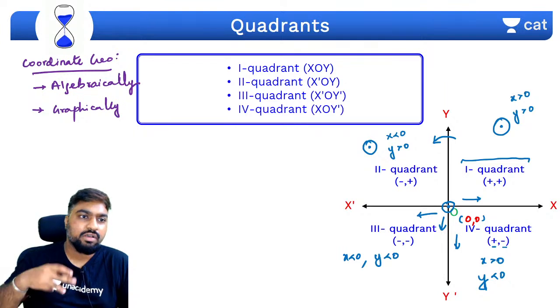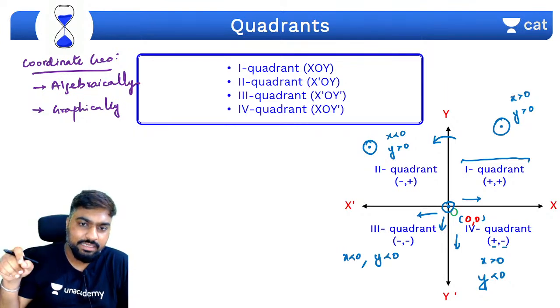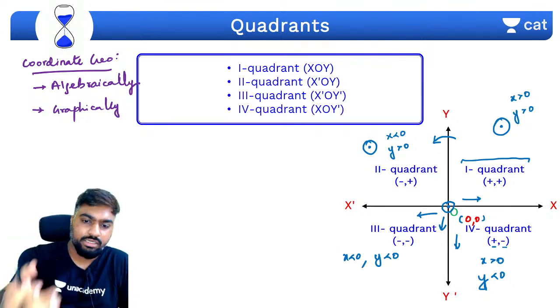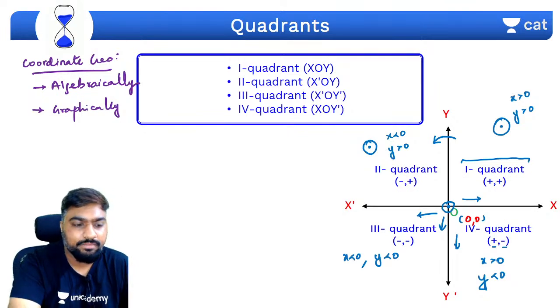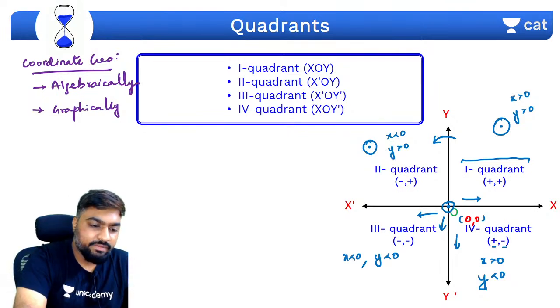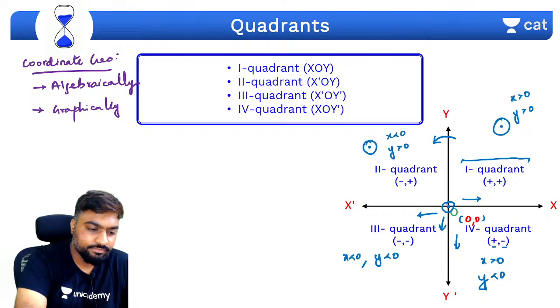तो graphically solve करने के लिए आपको points को place करना ज़रूरी है. You should know which quadrant is what. Done? Does everybody say yes if you've understood the idea behind quadrants?